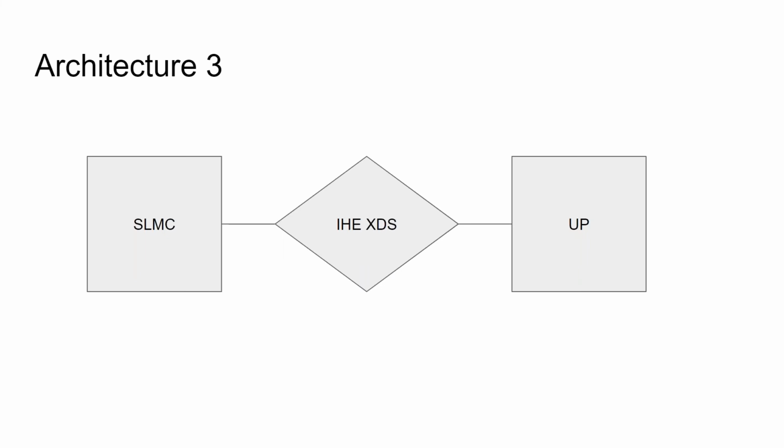Another is to adopt the cross-document sharing format of Integrating the Healthcare Enterprise, or IHE XDS. This is a profile on the IHE.net website, which will show how documents can be exchanged between the SLMC and UP OpenIMIS systems. Or we can use the fourth architecture, which is HL7 FHIR, to exchange data between St. Luke's and UP. Architecture 5 would be a full-blown open HIE architecture, where we will implement the interoperability layer between St. Luke's and UP using interfaces from IHE and HL7.